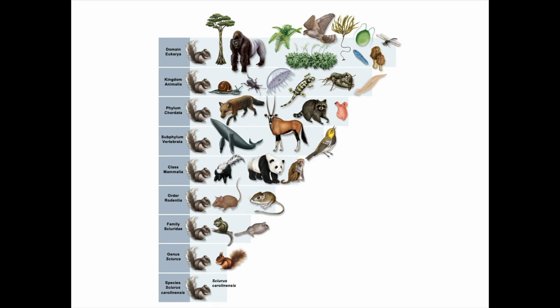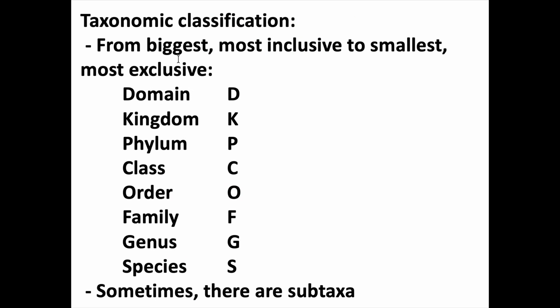And finally, species is the most specific taxon. It's carolinensis here. This is the eastern gray squirrel. That's the exact species of squirrel that you see scampering around Tech Campus. So to review, from the biggest, most inclusive to the smallest, most exclusive, we've got domain, kingdom, phylum, class, order, family, genus, species, and noting sometimes there are subtaxa.